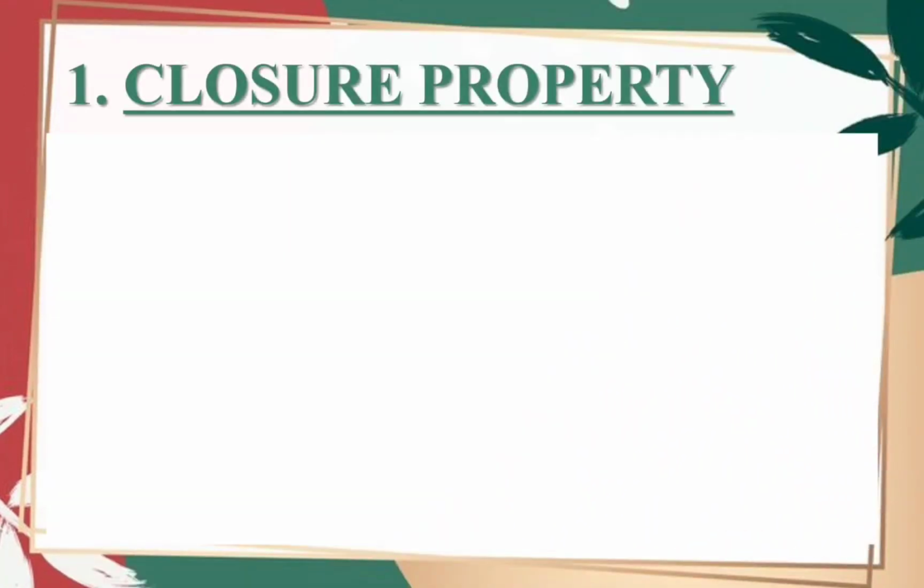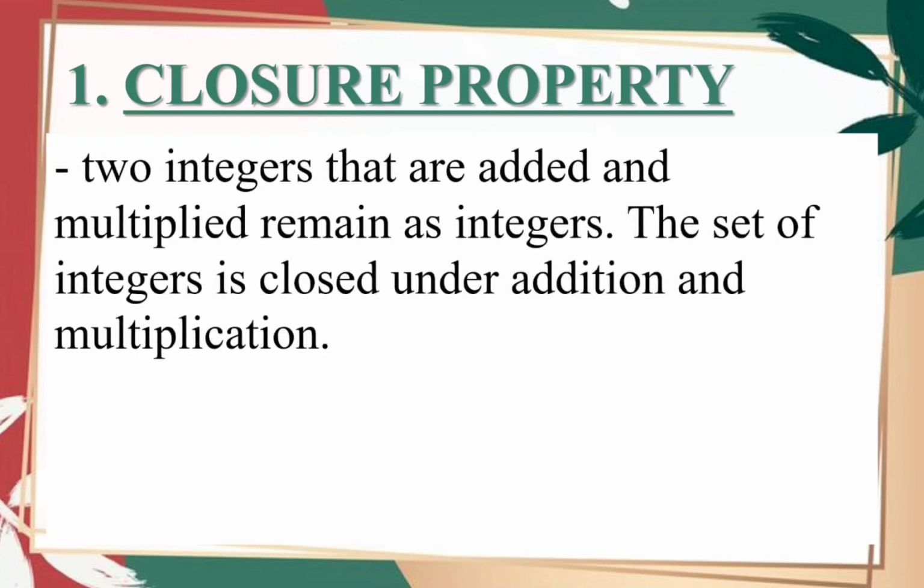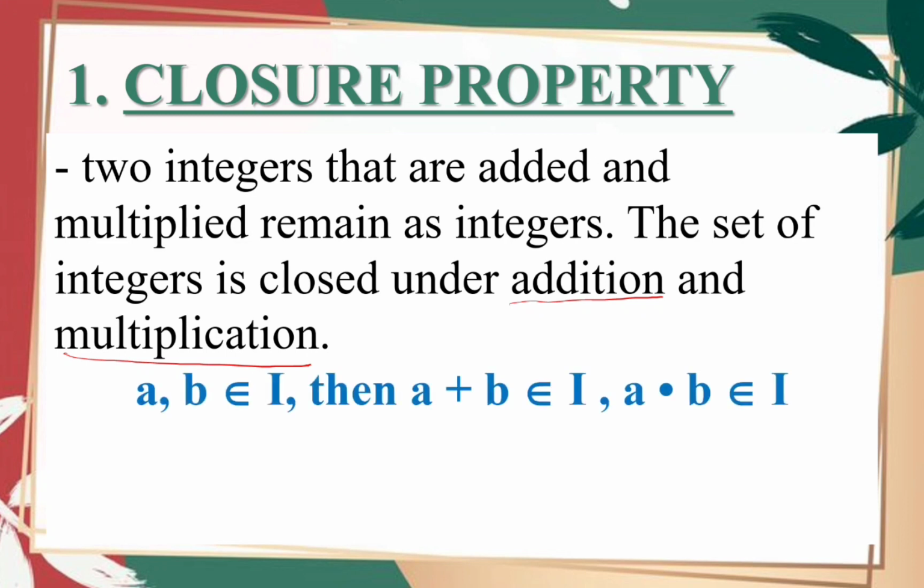So the first property of the operations on integers is what we call the closure property. So ano nga bang ibig sabihin ng closure property? Ang ibig sabihin ng closure property, this is the definition: two integers that are added and multiplied remain as integers. The set of integers is closed under addition and multiplication. So this property is only applied in addition and multiplication. So sabi dito, kapag ang two integers ay inad natin or minultiply, they will remain as integers. So this is the condition.